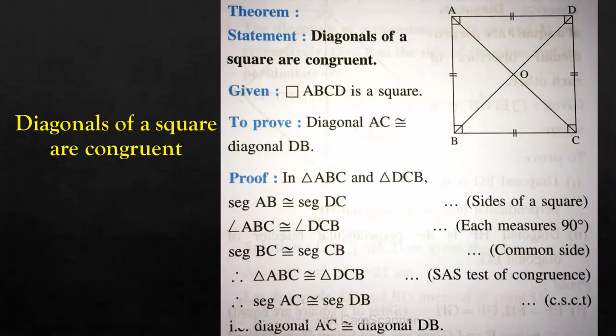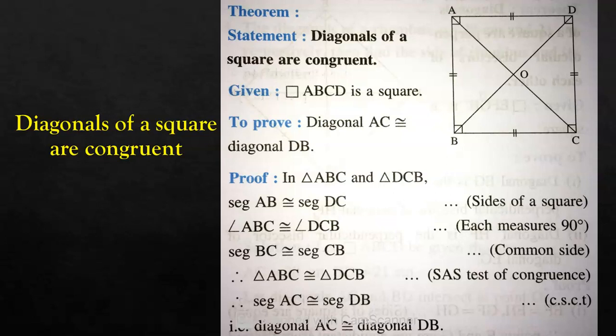Similarly, there is a property which holds true for a square also, and that says that diagonals of a square are congruent. So just like a rectangle, we are going to prove another theorem now in the case of a square. So we have quadrilateral ABCD as a square, and we have to prove that diagonal AC is congruent to diagonal BD. Again, in triangle ABC and triangle DCB, segment AB congruent to segment DC, sides of a square.